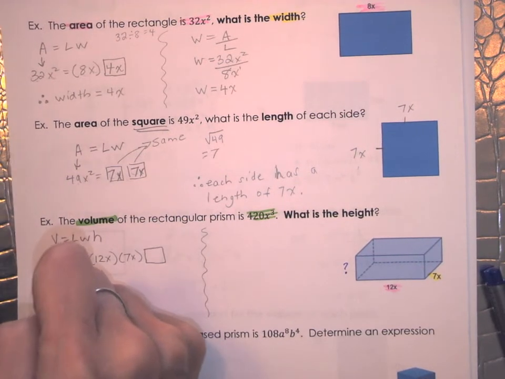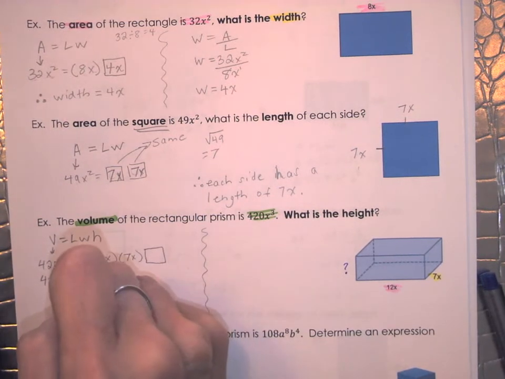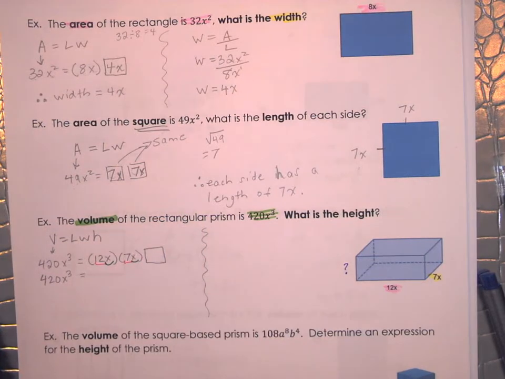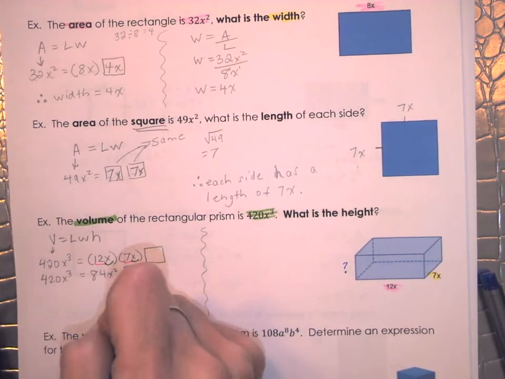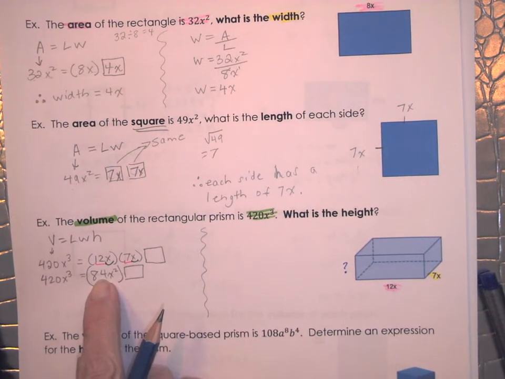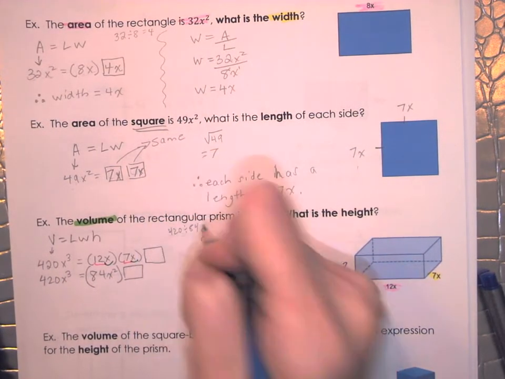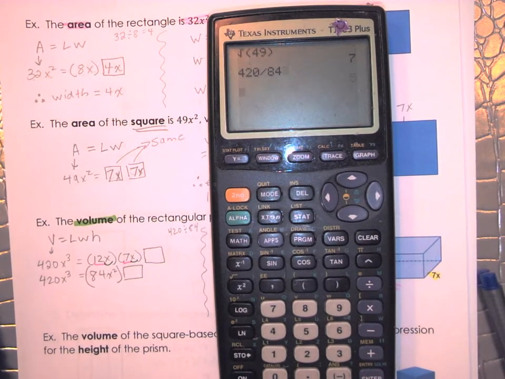So we can multiply these ones together because we've got them. And we're just multiplying the length and width right now. And when we do that, we get 84x squared. So that's the length and width multiplied together. But we're still multiplying that by some unknown that we can figure out. So what multiplies by 84 to get 420? So we would do 420 divided by 84 on the side here or on our calculator. 420 divided by 84 is 5.